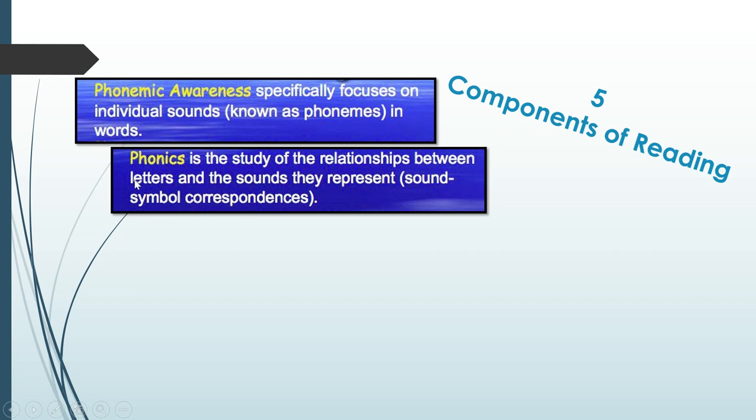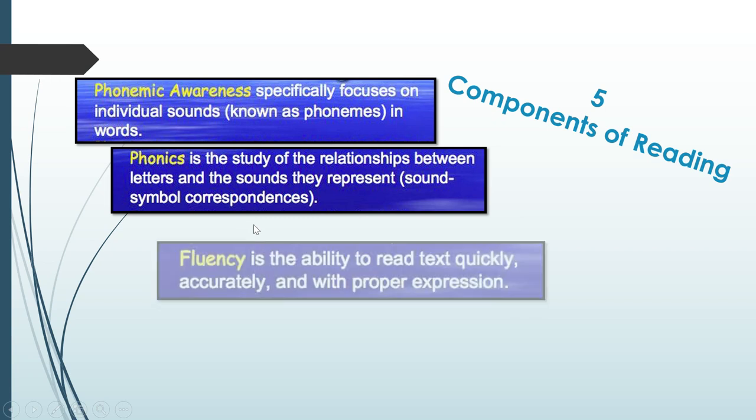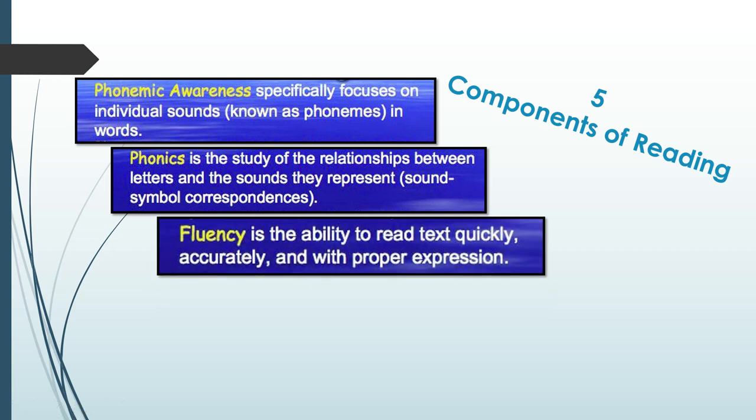So for example, even the word letter: this L letter has the L sound. This E letter has the E sound. The double T has the T sound. So there's the connection between the individual letters and the individual sounds, how they are written, and what symbols are used. It is called phonics. So next is fluency.